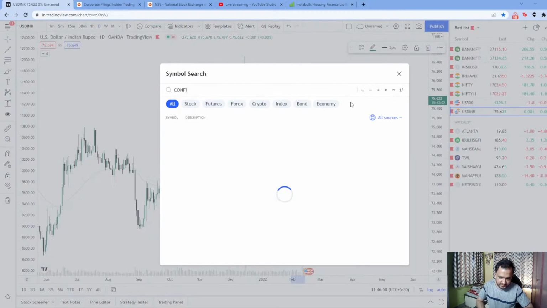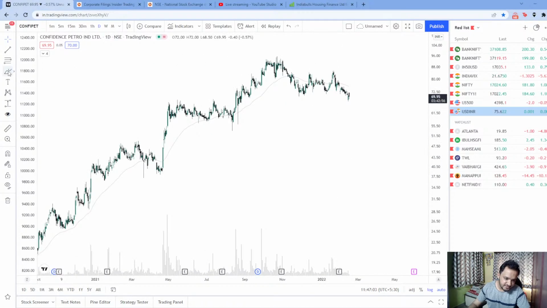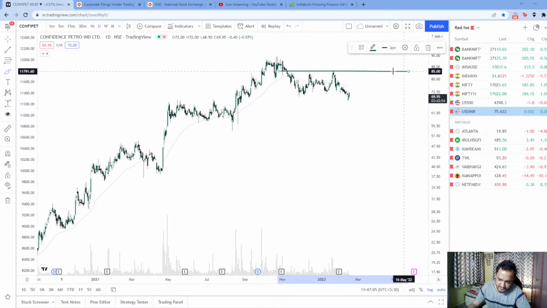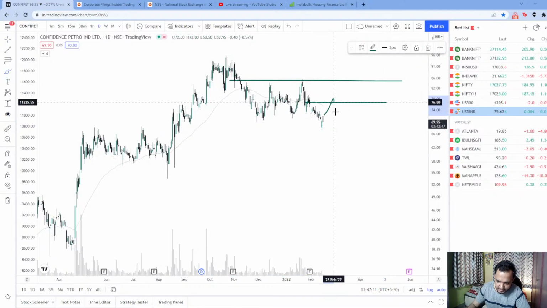Confi pet. All right. The stock is good. The structure is all right. I mean, it's a bit bearish now, but promoters are buying here, so it's not really falling a lot. So you can definitely look at some longs if it comes up again to this level and sets up. You might get a move.